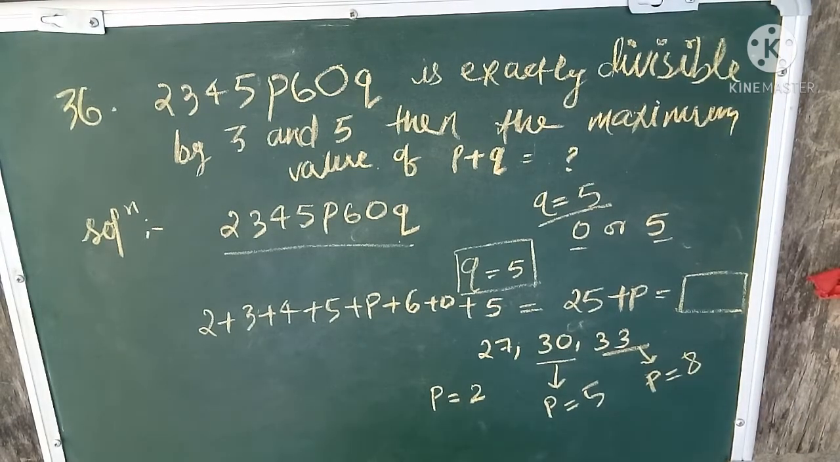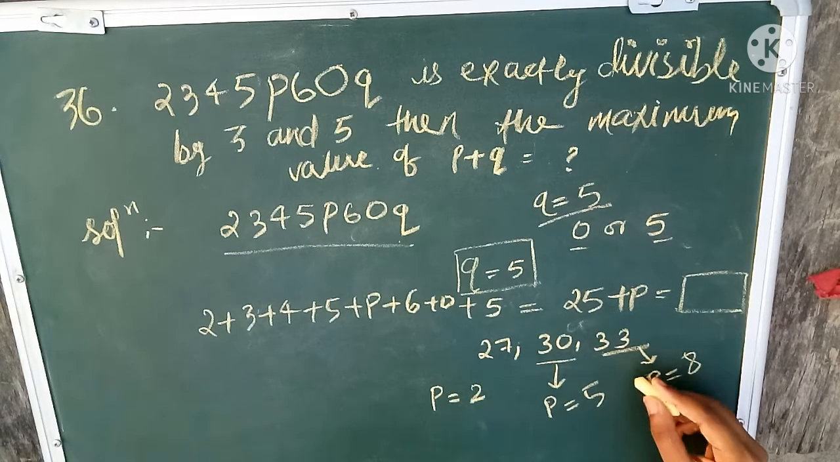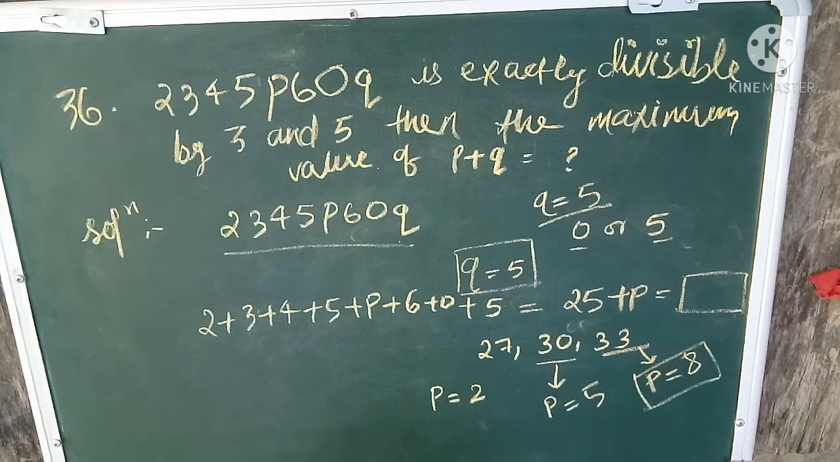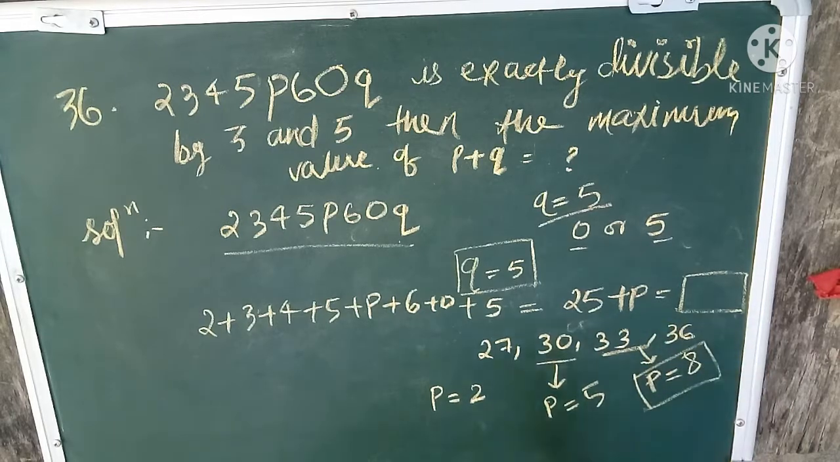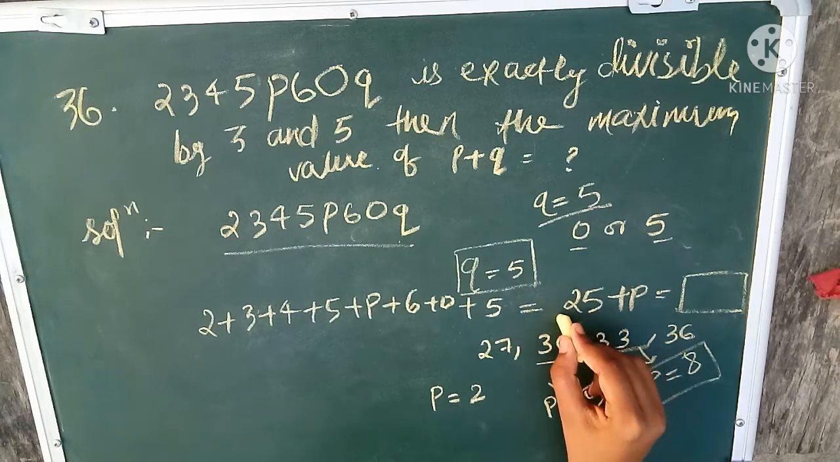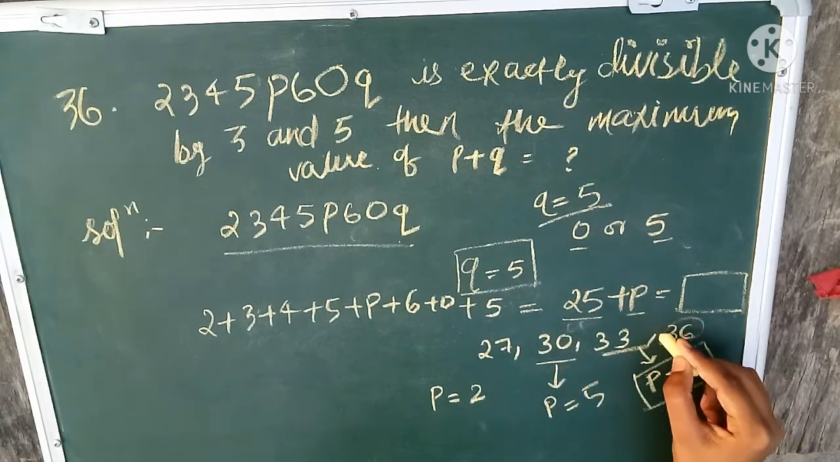As we know, according to the question, we have to find the maximum value of P plus Q. So let's say that the value of P is equal to 8. The next number which is greater than 25 and is divisible by 3 is here 36. But for that we need to add here 11 in 25 to make the value 36.